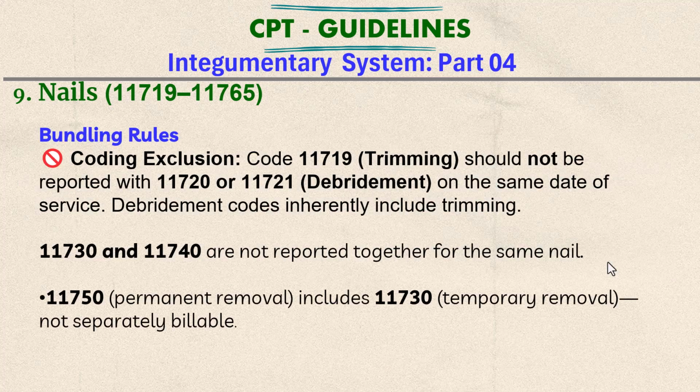When you are bundling the codes, some exclusions are there. Code 11719, that is for trimming, should not be reported with 11720 and 11721, that is for debridement, on the same date of service, because debridement codes inherently include the trimming. And 11730 and 11740 are not reported together for the same nail.